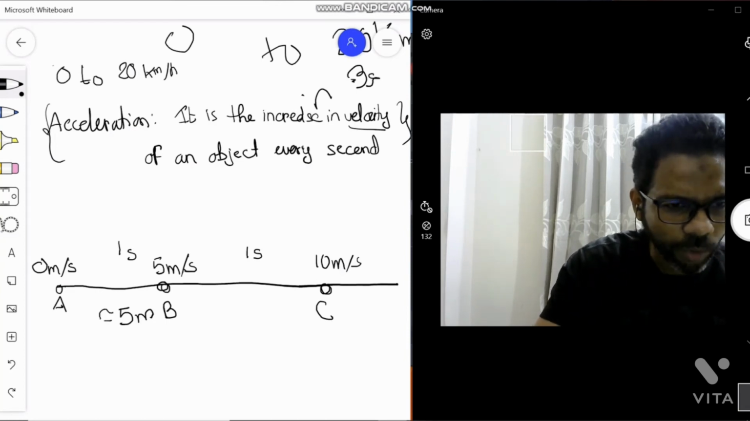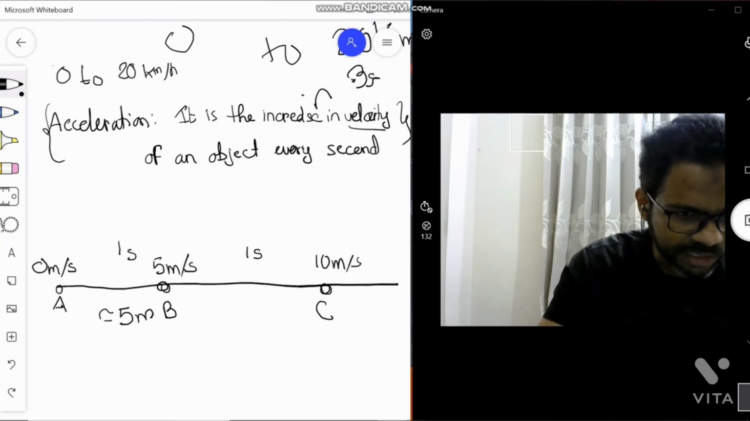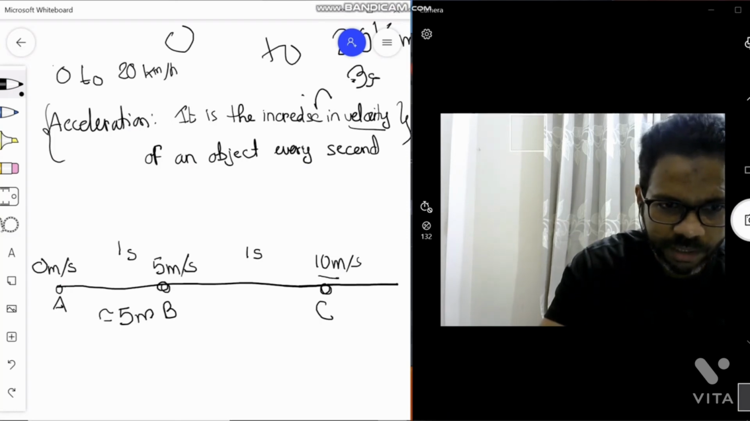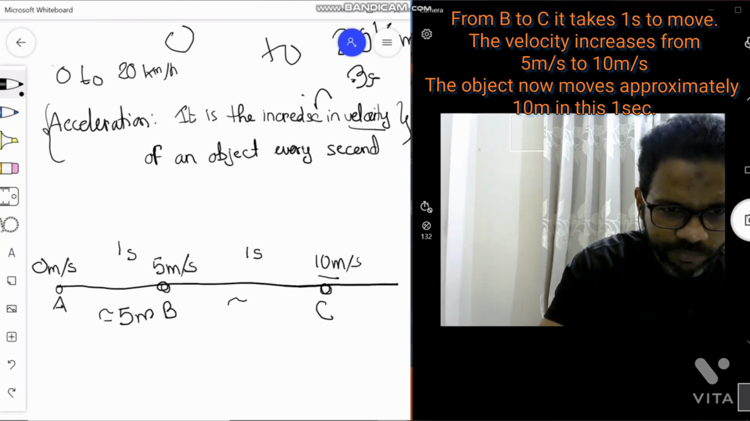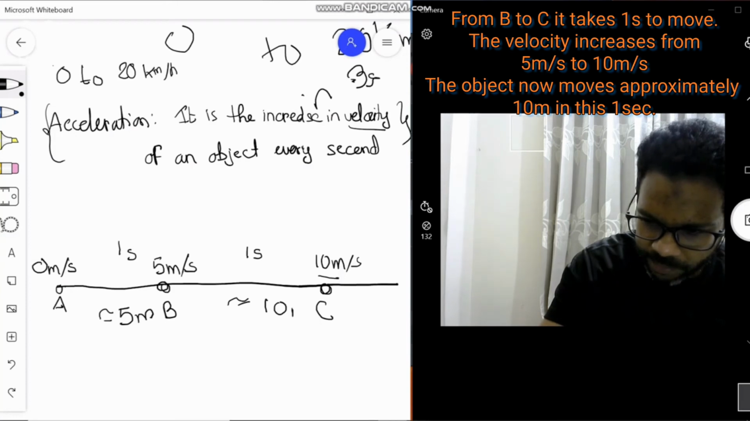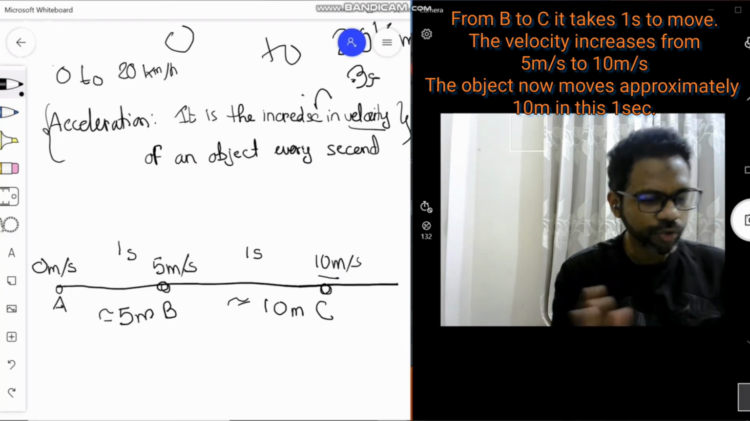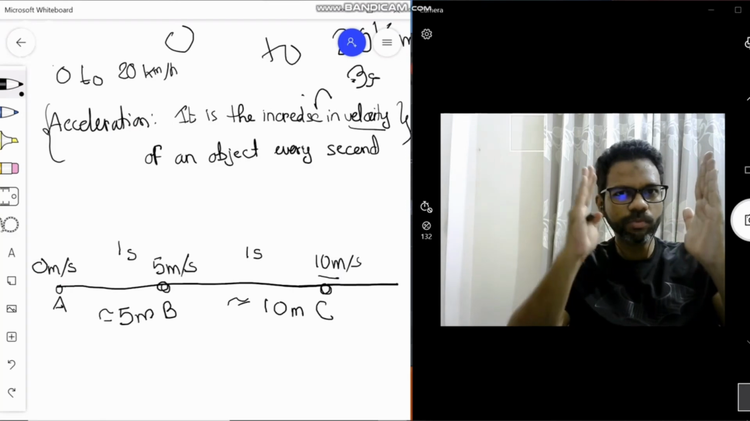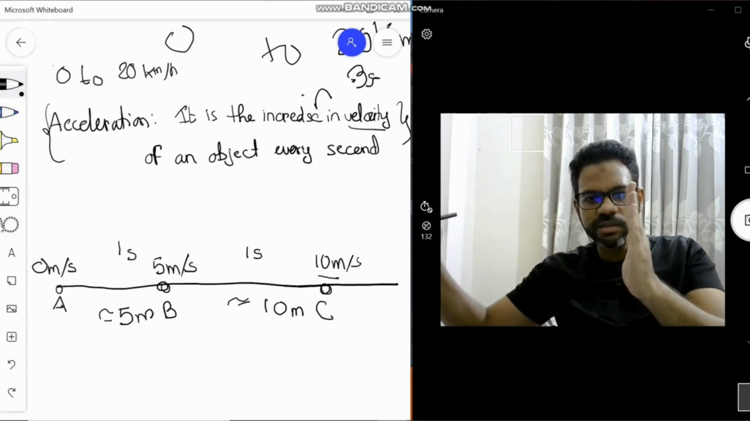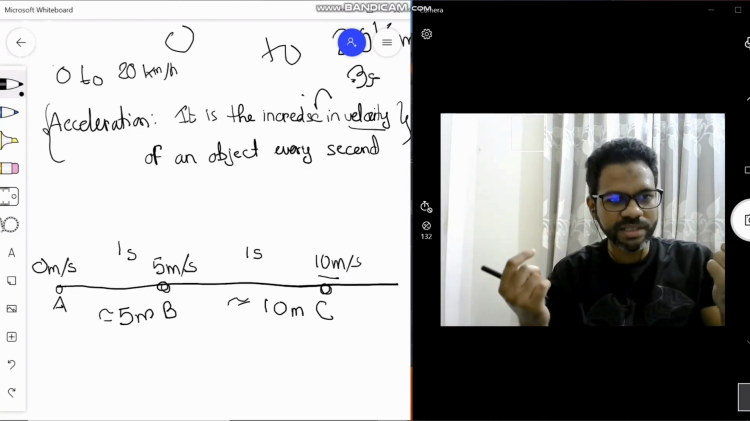Okay, and from B to C, the speed of the object has become 10 meters per second. That is, it was 5, now it has become 10 meters per second. That means in 1 second, it has traveled a distance of approximately 10 meters. So let's say from B to C, the distance traveled by the object is approximately 10 meters. You can observe that from A to B, it moved a distance of 5 meters, and then from B to C, it has moved a further distance. It moved very far in the same time, in 1 second.